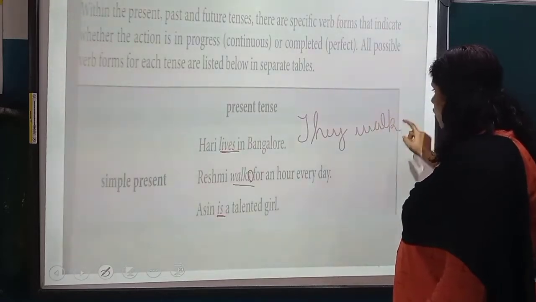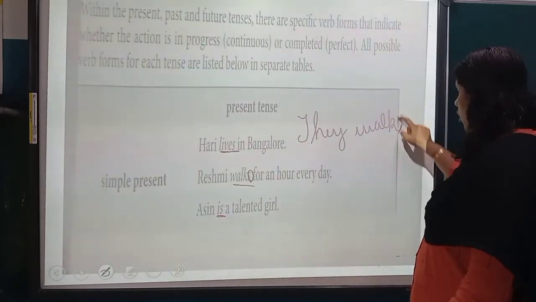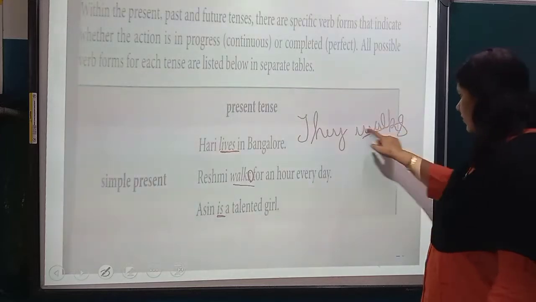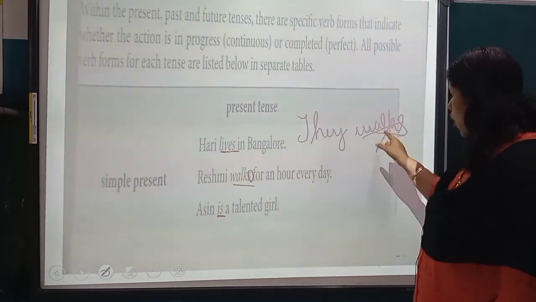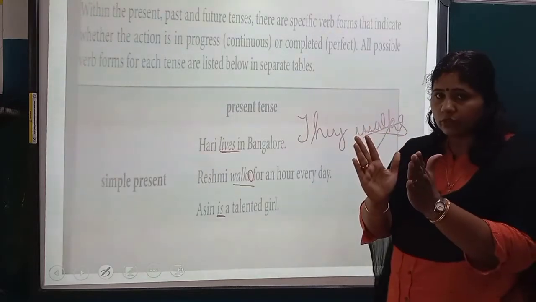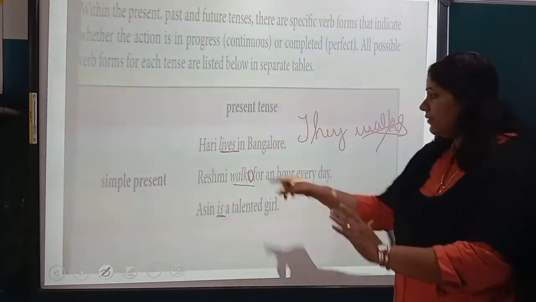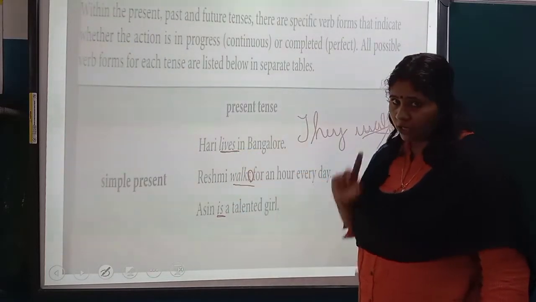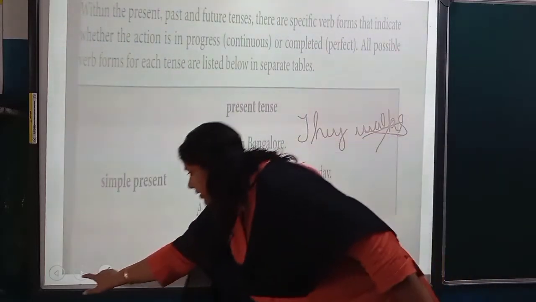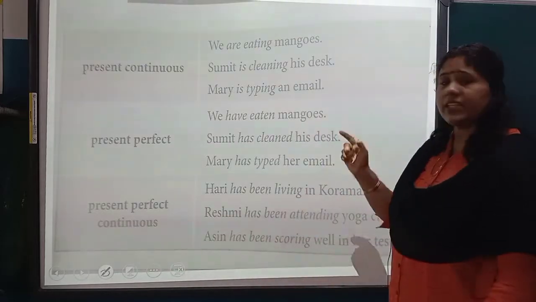Understood? Don't write walks. Wrong manner. It is wrong to write walks. With plural, always the base form of the verb in simple present tense. With singular, add S to the main verb. Got it?